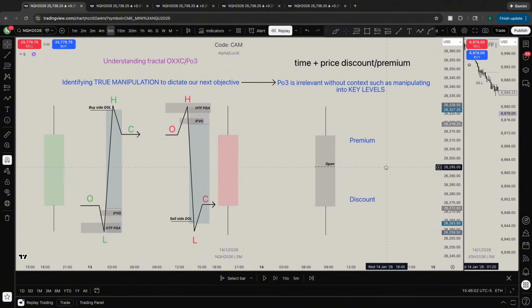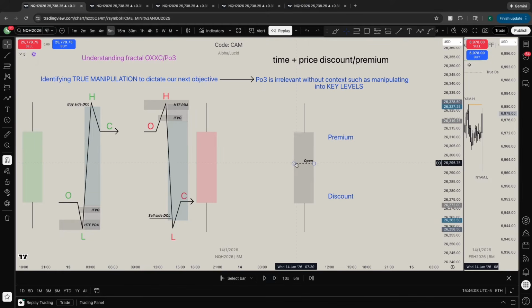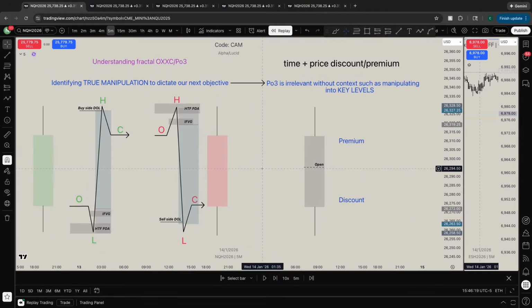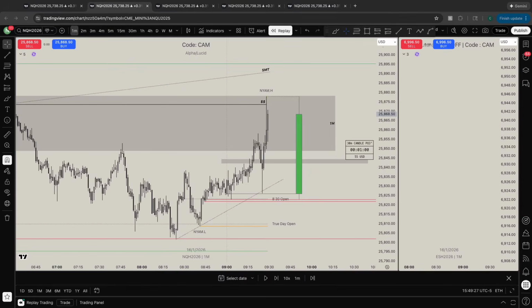Another thing I want to emphasize throughout here is that we have a time and a price discount or premium. You can see that we have our opening price of our candle. Any prices below is going to be a discount of time, and any prices above is going to be a time premium. This is something we need to incorporate within our trading to align more confluences, because if price is in a time and price discount, then that is very optimal to be looking for a long position.